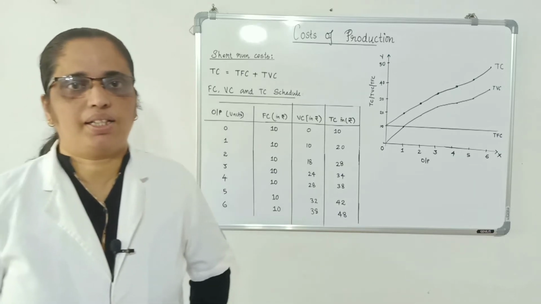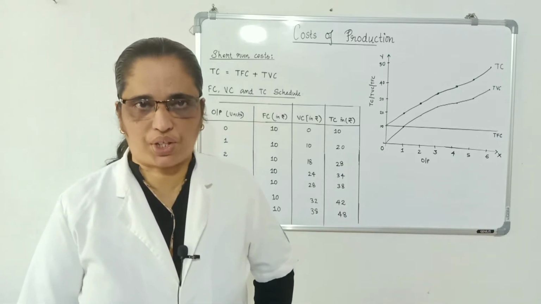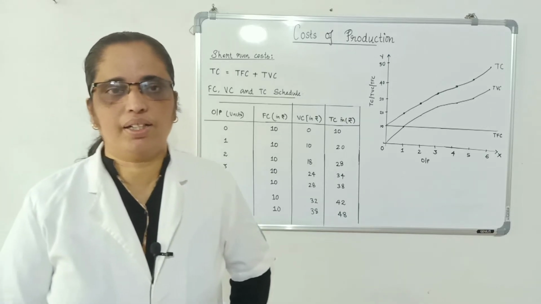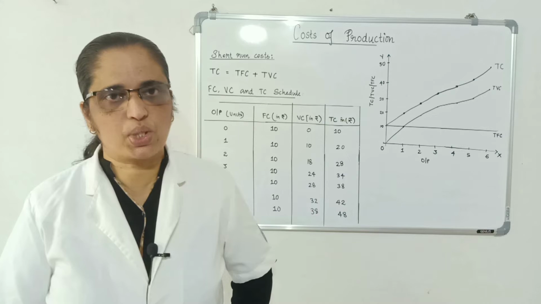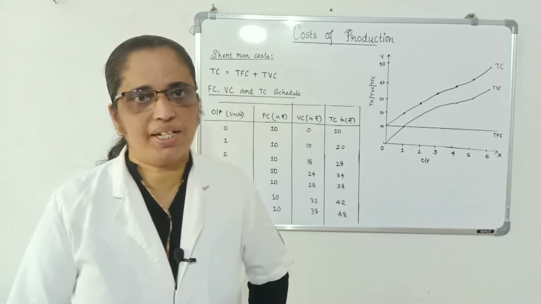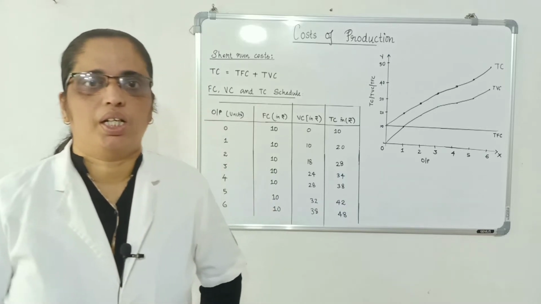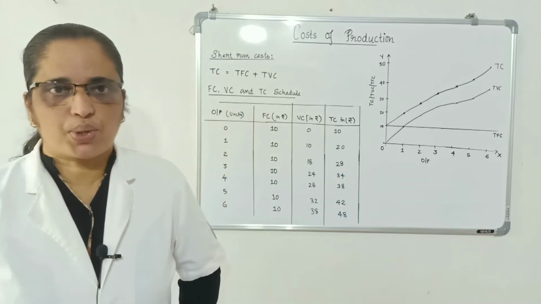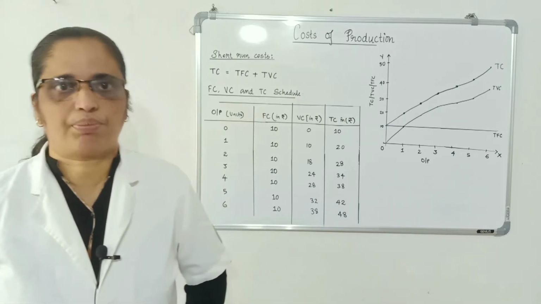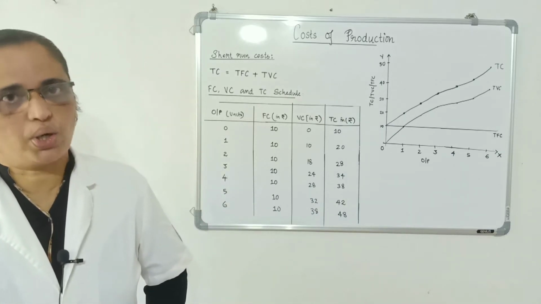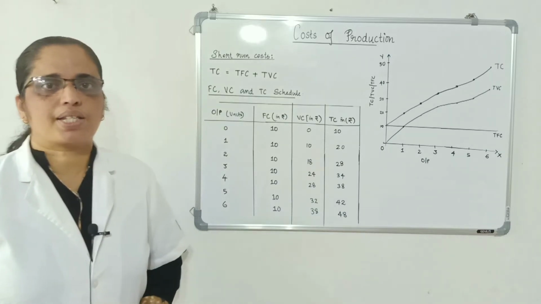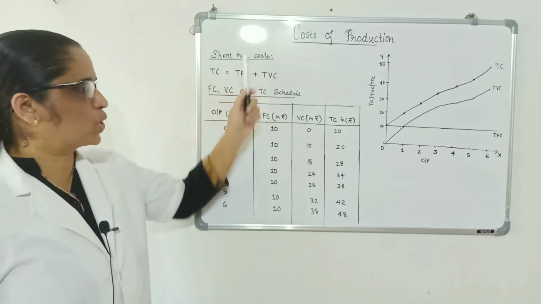Last class we started the chapter Costs of Production. Costs are the expenses incurred by the firm or by the producer to produce outputs or to produce goods and services. To produce goods, a firm or a producer needs inputs. Costs are also known as input prices. Today, let's study about short-run costs.